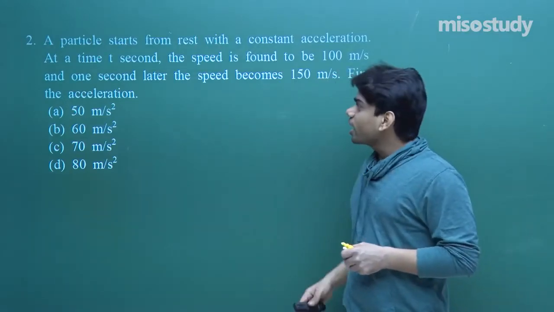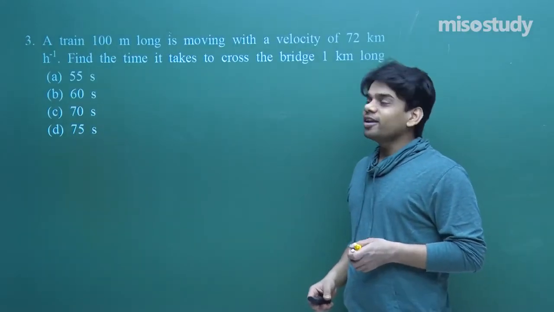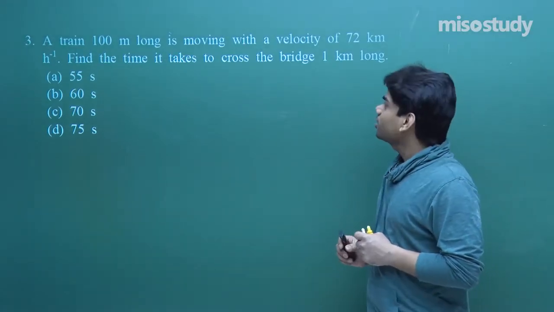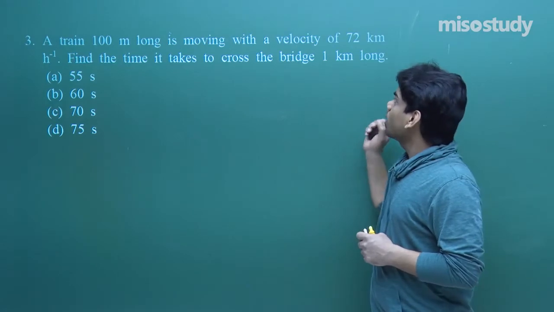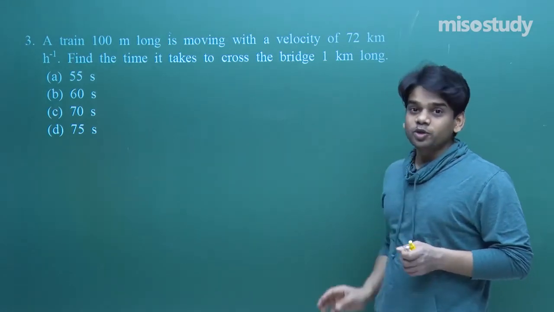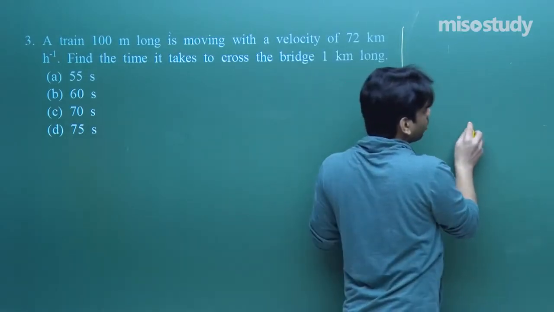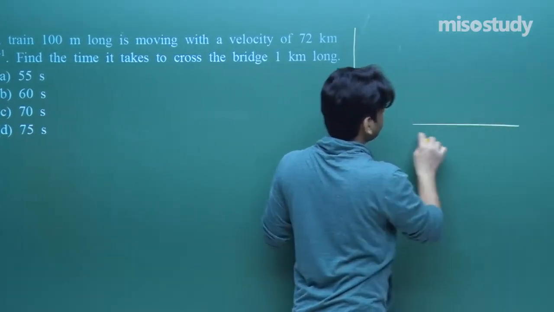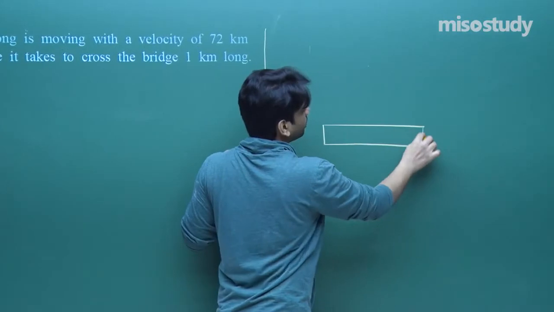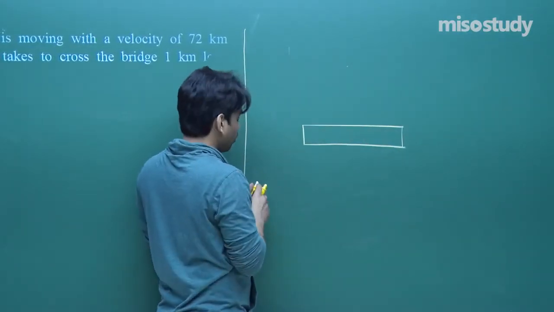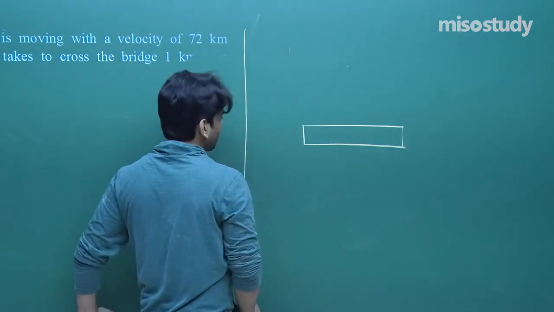That is the third problem we have. A train 100 meter long is moving with a velocity of 72 km per hour. Find the time it takes to cross a bridge 1 km long. So let me show you the scenario, what is happening. We have a 1 km long bridge. Let me draw a bridge. This is the bridge that the train has to travel. Now let's say the train is moving and approaching the bridge in this way.